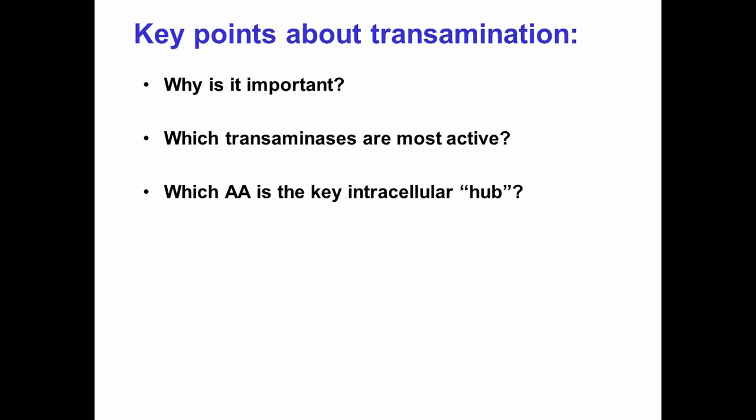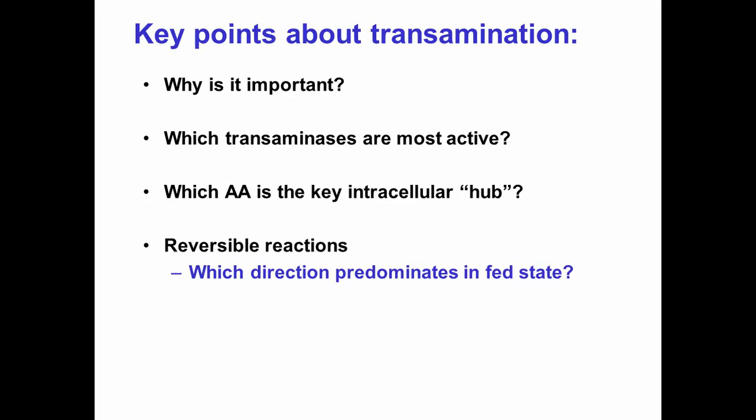So transamination, and then we're going to talk about deamination in a moment. Glutamate is a way of getting that nitrogen from a meal into the urea cycle. So that's the key intracellular hub, is glutamate. They are reversible reactions. Which direction predominates in the fed state, the formation of alpha-ketoglutarate or glutamate, if you had to make a choice? Glutamate, right? I've written it in the direction that you're going, because you're feeding, glutamate is going to be getting that nitrogen into the urea cycle in a moment when we get there.